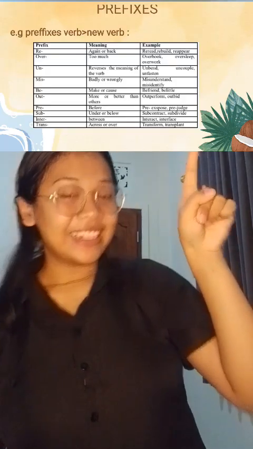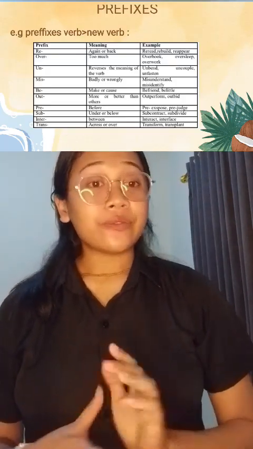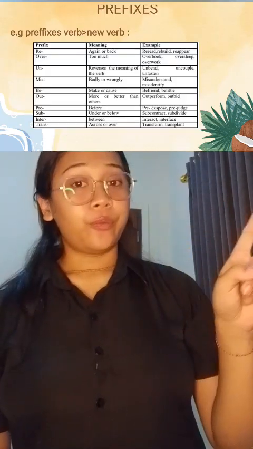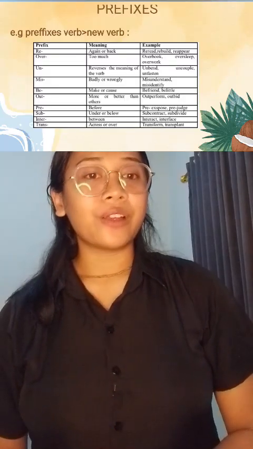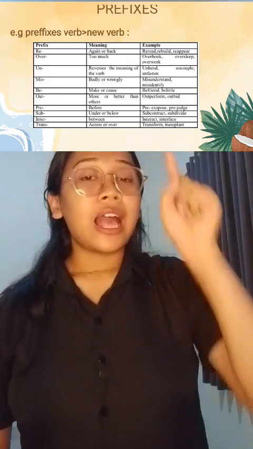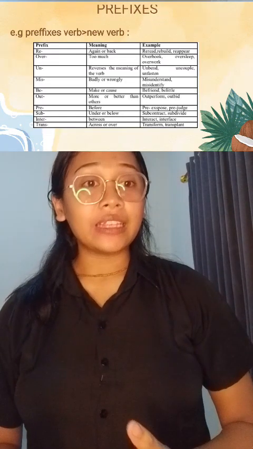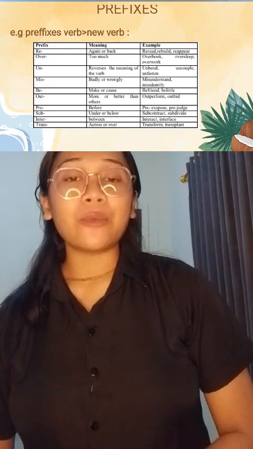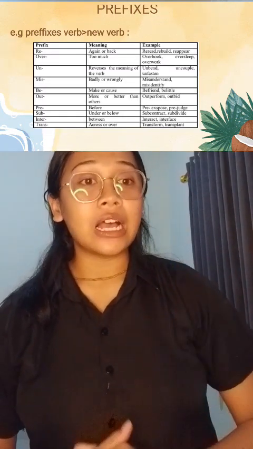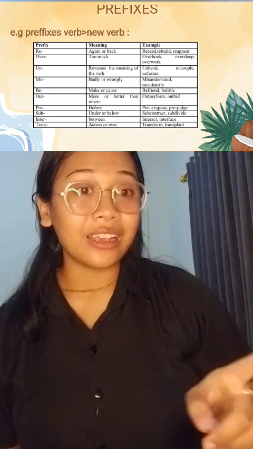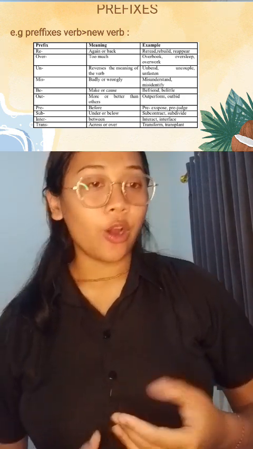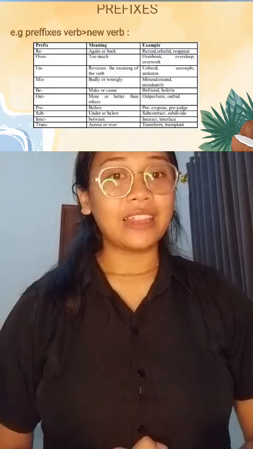Next, for the examples, first we have prefix. A prefix turns a verb into a new verb. For example, we have the prefix re, meaning again or back. Examples of prefix re are reread, rebuild, or reappear.